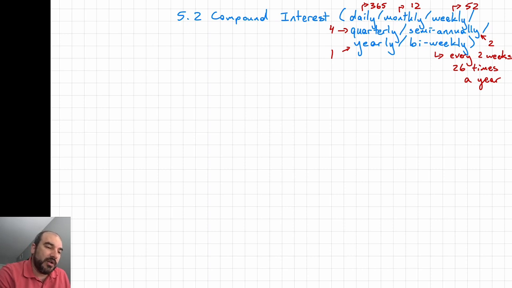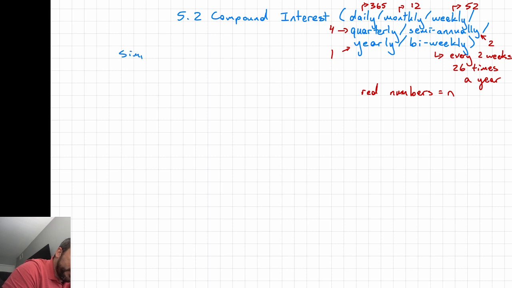Cool. So we have all of those keywords, which will show up in the examples that we work on, and we will use those numbers. The red numbers are going to be N in a lot of our formulas. That's how many times a year things are compounded. So let's start with the comparison between simple interest and compound interest.